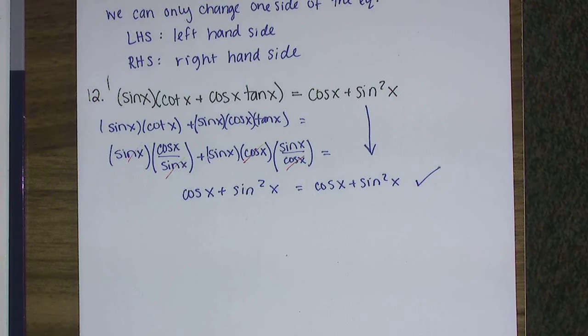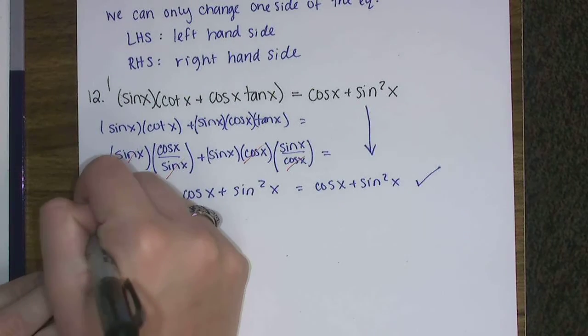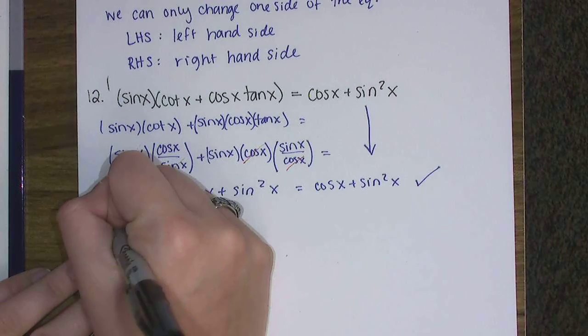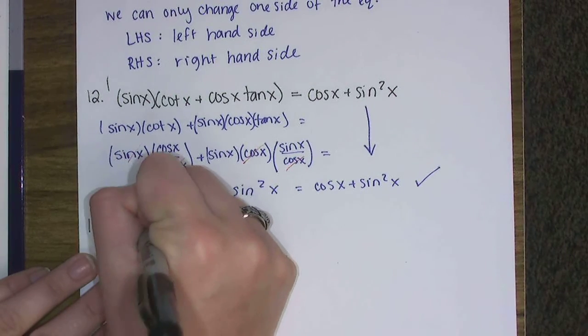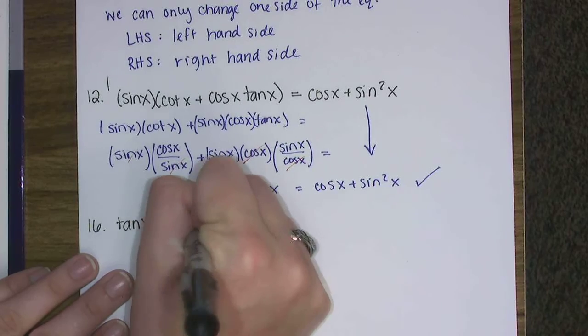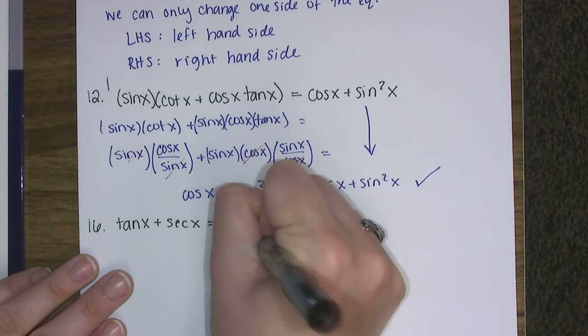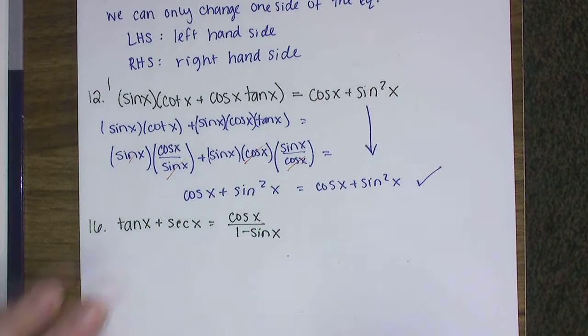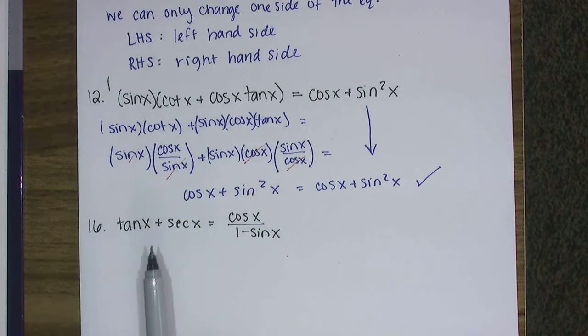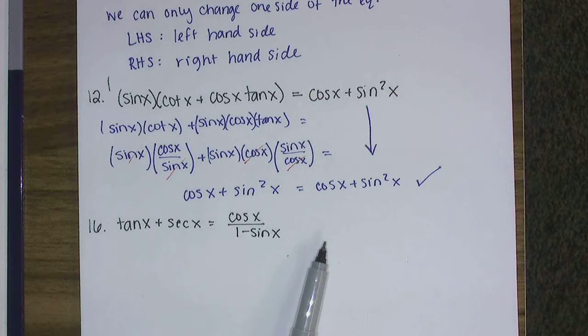Now, let's look at number 16. So with this one, it's a little different. Okay, we have tangent of x plus secant of x is equal to cosine of x over 1 minus sine of x. Okay, so again, I need to prove that this left side is equal to the right side.